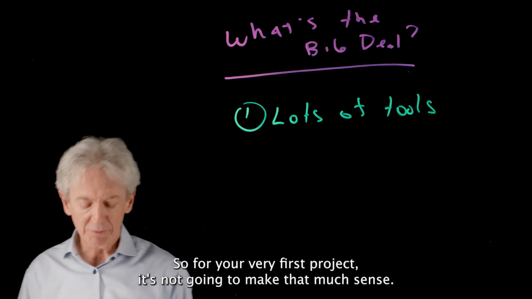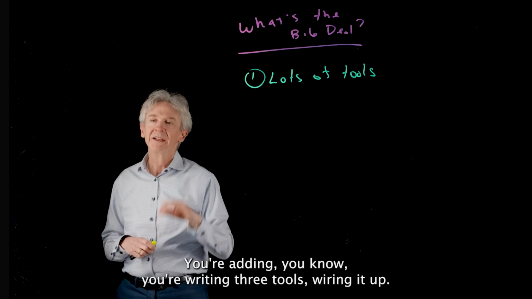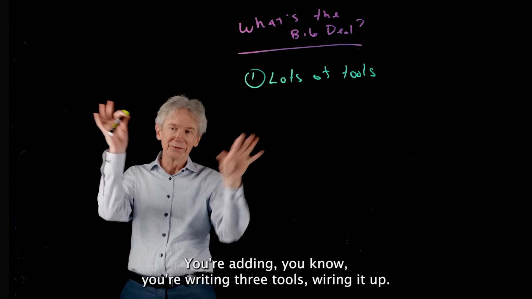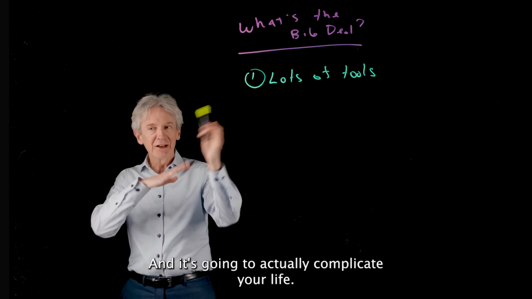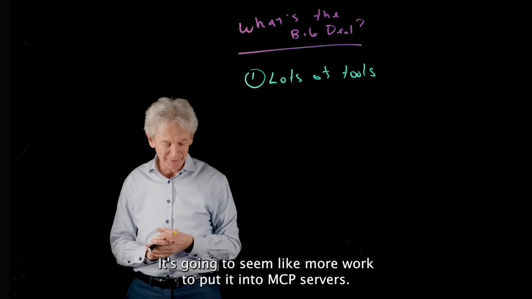So for your very first project, it's not going to make that much sense. You're building your first agentic loop. You're writing 3 tools, wiring it up. And it's going to actually complicate your life. It's going to seem like more work to put it into MCP servers.